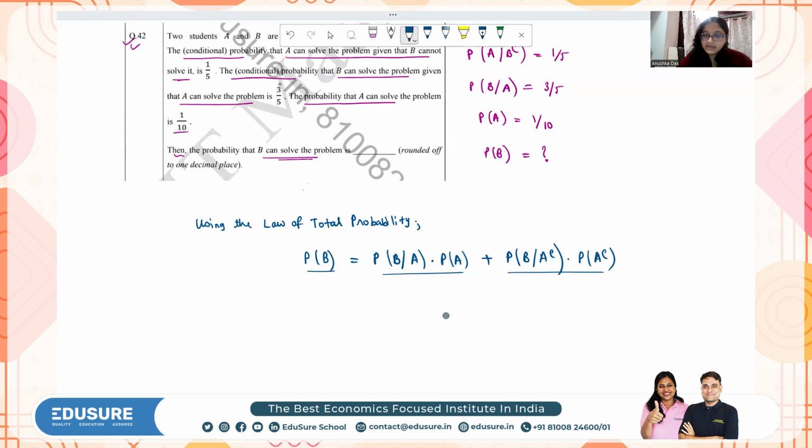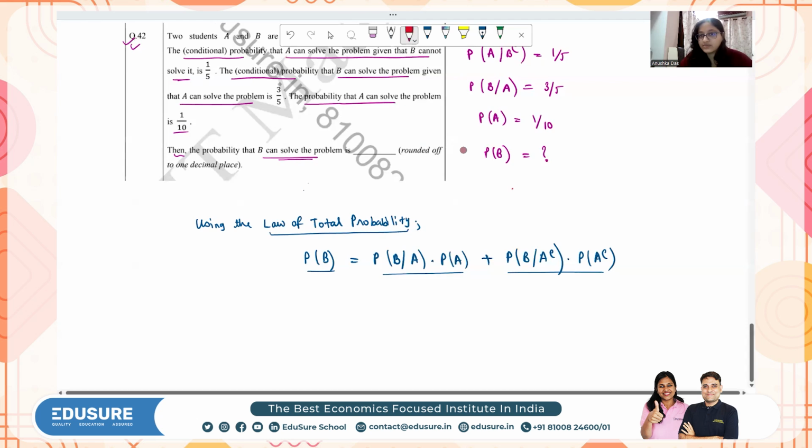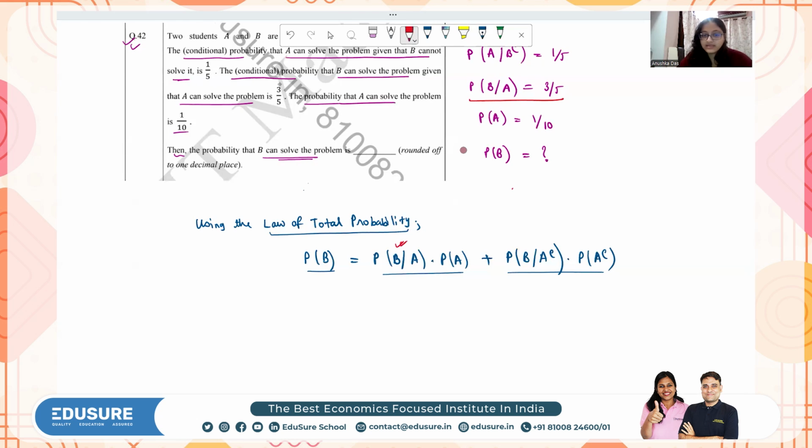So we are taking an either-or relation basically. So using the law of total probability, this is what the probability of B is. Now let us see what are the things that we already know. We already know what is B given A, right? This probability is given to us. We also know what is probability A. This is also given to us.